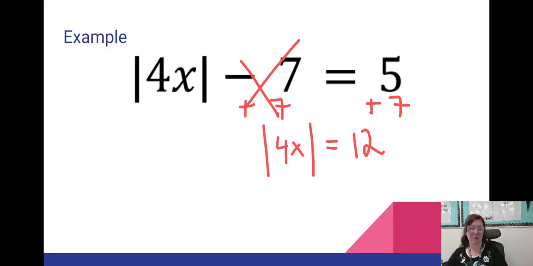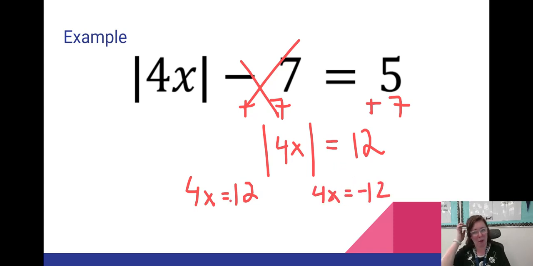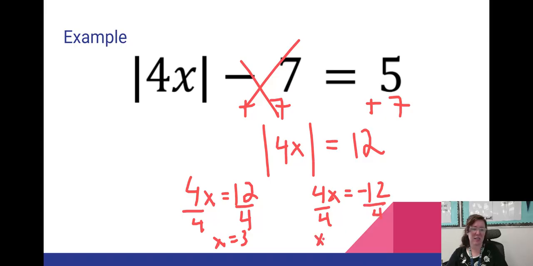Second step is separate. I'm going to separate these into 2 equations because whatever is inside here, I need it to equal a 12, or I'm okay with this equaling a negative 12 because the absolute value of negative 12 also equals 12. So my 4x, it's okay if that equals 12, and it's also okay if that 4x equals negative 12. That's what it means by separate into a positive, where this answer is positive, and a negative, where the answer is negative. And then the last step was just solve. Divide both sides by 4, and x equals 3. Divide both sides by 4, and x equals negative 3.